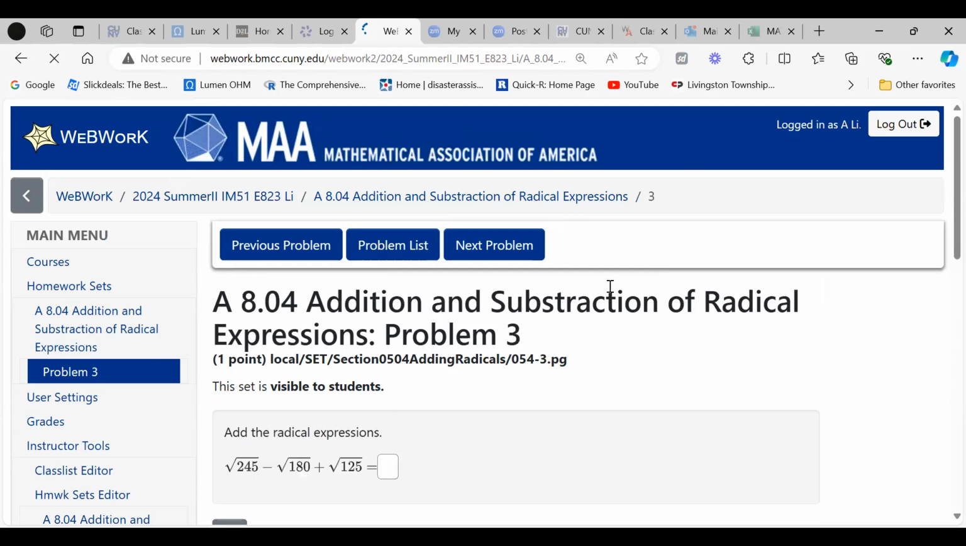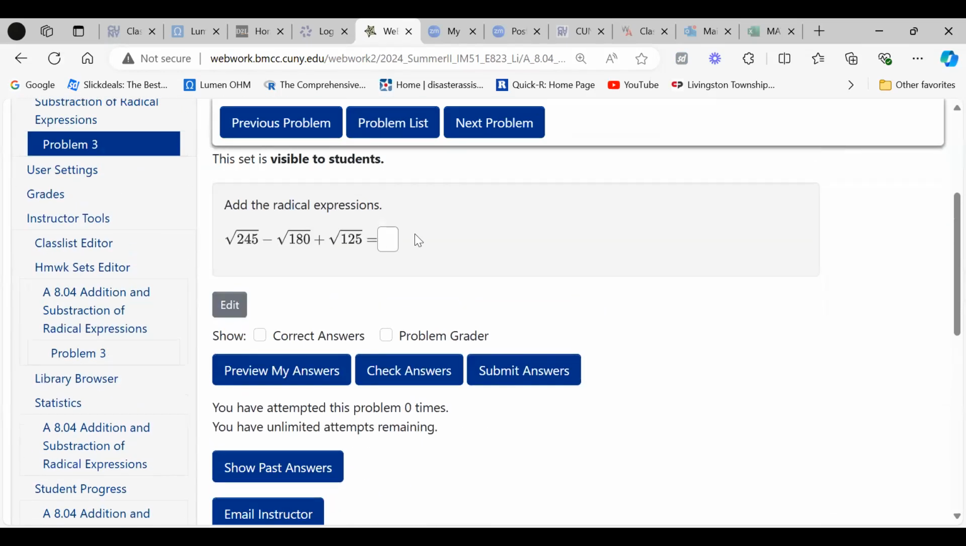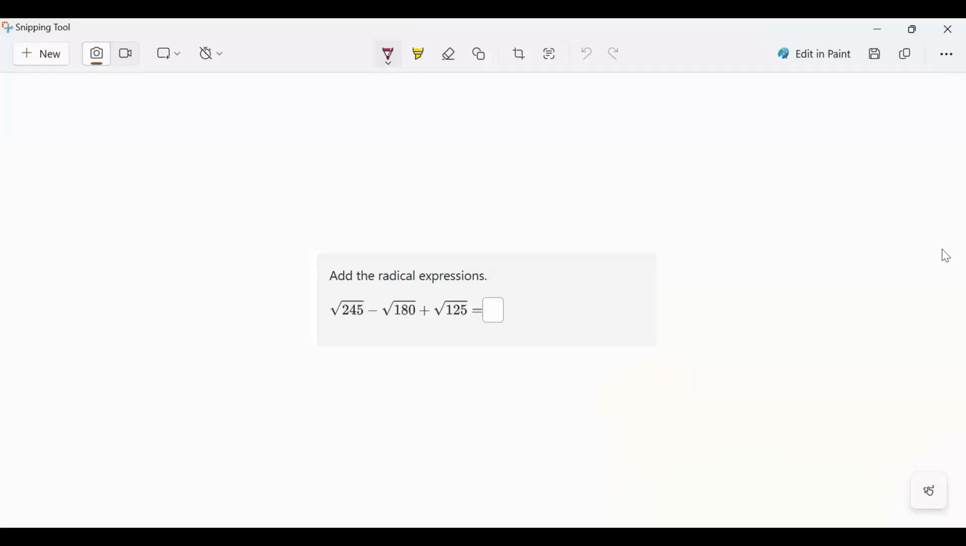Now next one, this one you have to simplify, so I'll let you guys try this very quickly. Simplify first, and then combine like terms if available. Okay, try it.